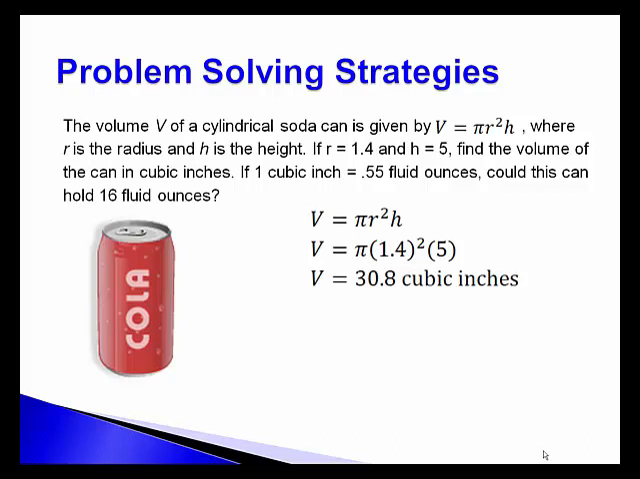Now we need to answer the last question which they ask us, which is, if 1 cubic inch is equal to 0.55 fluid ounces, could this can hold 16 fluid ounces? Well, each cubic inch is 0.55 and we have 30.8 of them. So we need to multiply those two numbers together and we get 16.94 fluid ounces. Answer the question for us now. Could this can hold 16 fluid ounces? Well, we see that it actually can hold 16.94 fluid ounces, and so our answer to the question is yes, this can hold 16 fluid ounces.